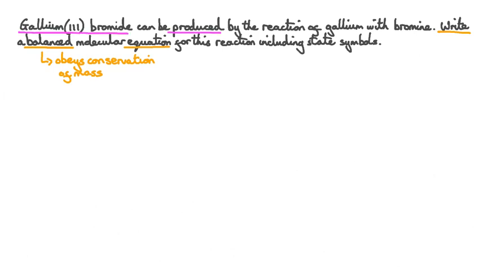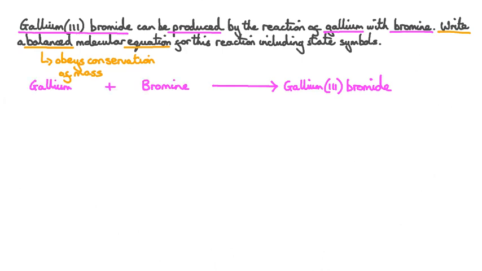We are told that this reaction produces gallium-3 bromide, so this must be our product. Now we just need the reactants. We are told in the question that these are gallium and bromine. The chemical symbol for gallium is Ga. It can be found on the periodic table just below aluminum. The symbol for bromine is Br. However, don't forget that bromine exists as a diatomic, so this is really Br2.